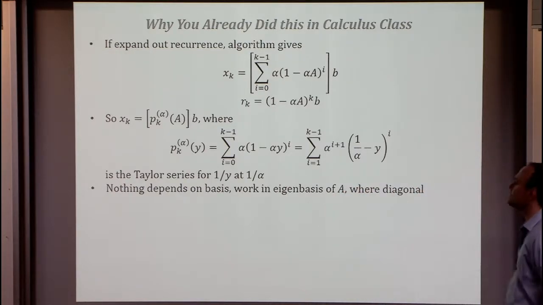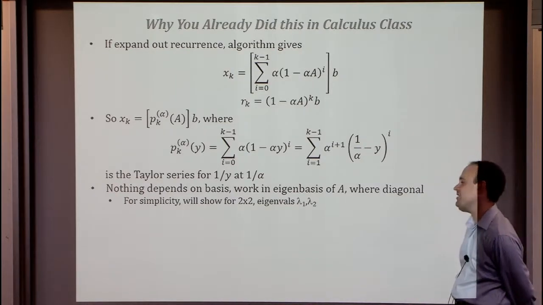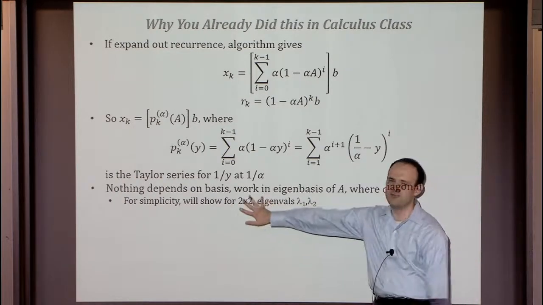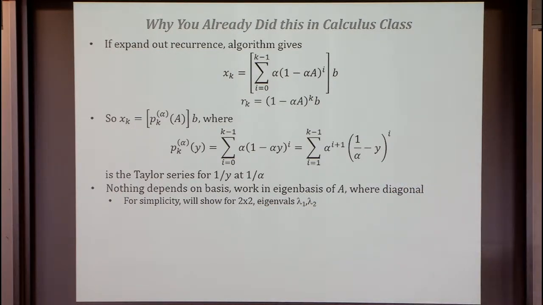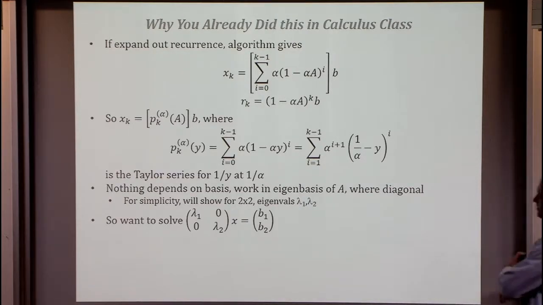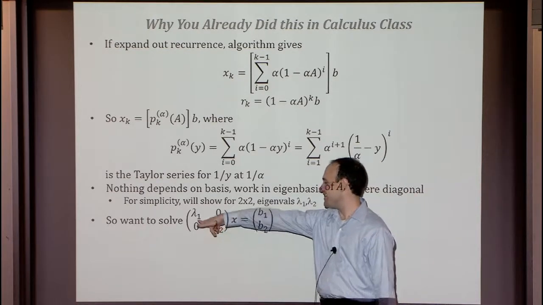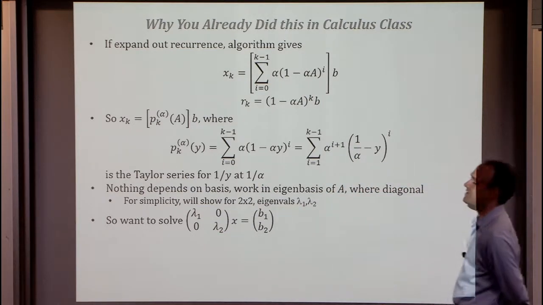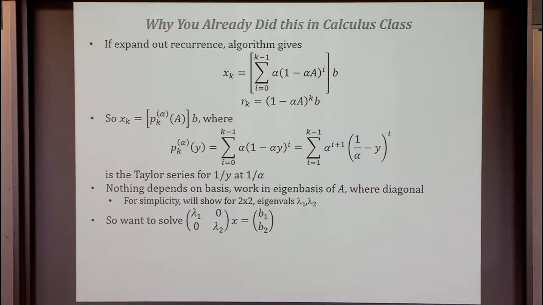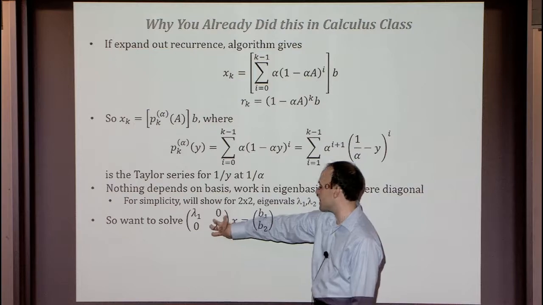To write this out a little pedantically, nothing depends on the basis that we work with, so we might as well look in the eigenbasis, and then we can pretend everything we write down is diagonal. I'm going to write things for 2-by-2 matrices, because nothing changes. Think of lambda 1 and 2 as min and max. The system we're now trying to solve is lambda 1, lambda 2 times x equals b1, b2. Of course, remember that we don't know how to compute the eigenbasis, or else there would be easier algorithms. But analytically, this is what we're looking at.